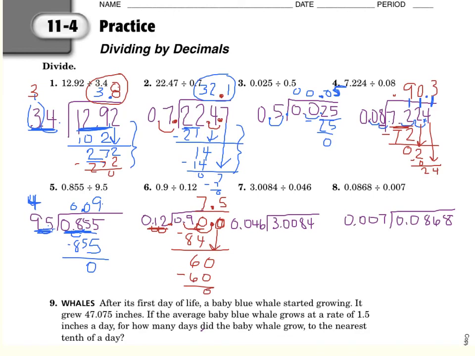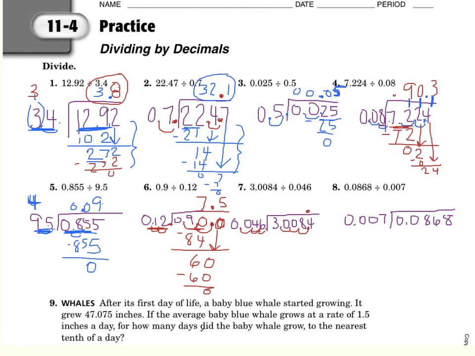Okay, number 7. This is a very tiny number, 46 thousandths. How many times am I going to have to move it? 1, 2, 3 times. 3 times to get to the end. 1, 2, 3 times in the divisor. Now, your decimal is not always going to go to the end of your divisor. See, this one stopped before the 4.